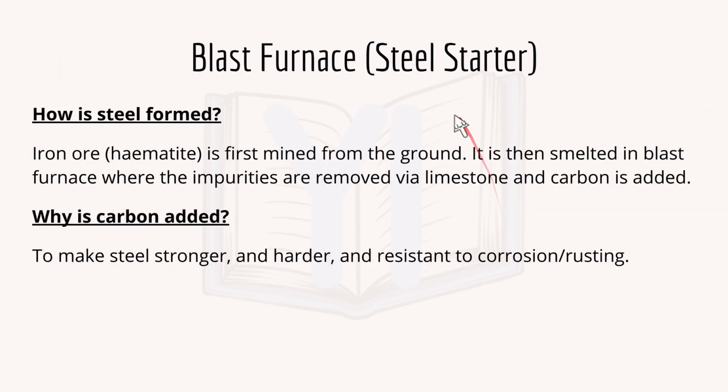So we'll move into steel starter for blast furnace. How is steel formed? Iron ore or hematite is first mined from the ground. It is then smelted in a blast furnace where impurities are removed via limestone and carbon is added. And why is carbon added? This carbon is added to iron to make steel stronger and harder and resistant to corrosion or rusting.